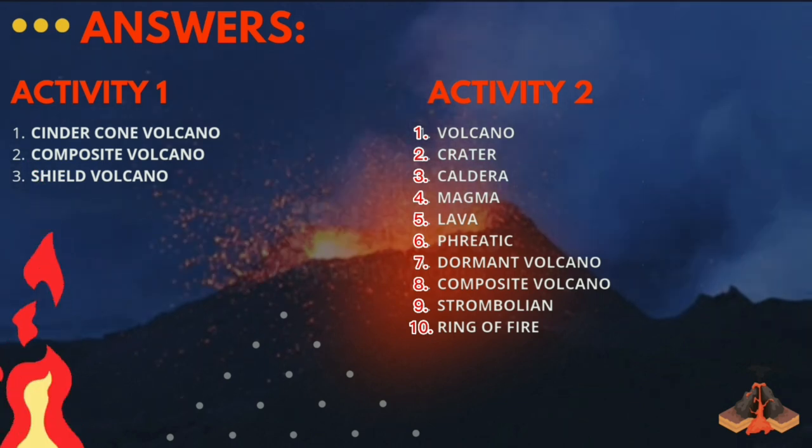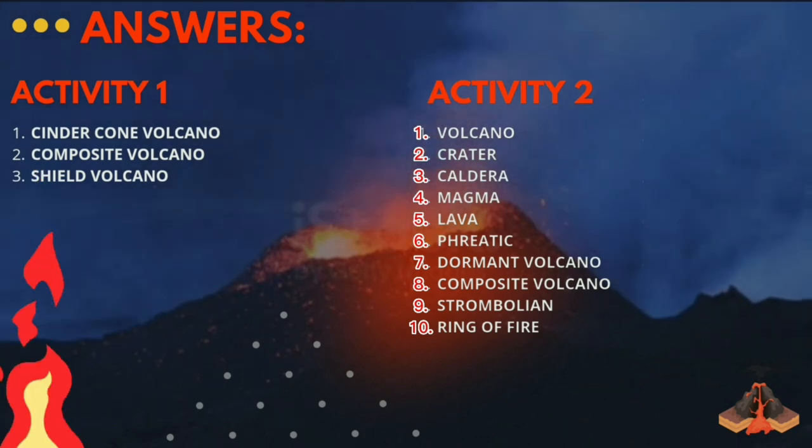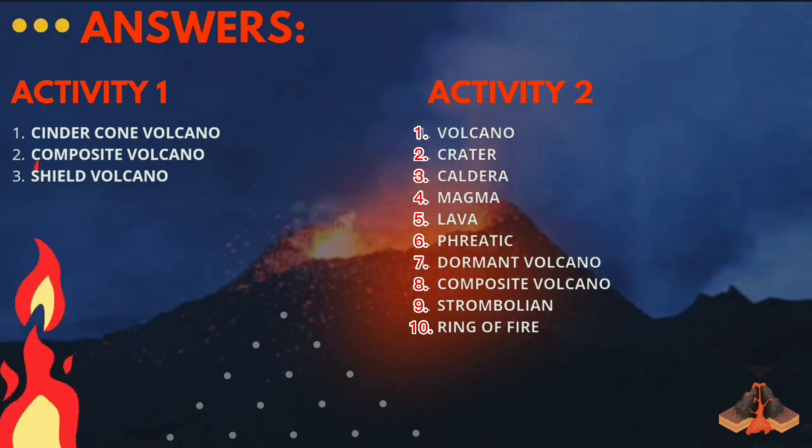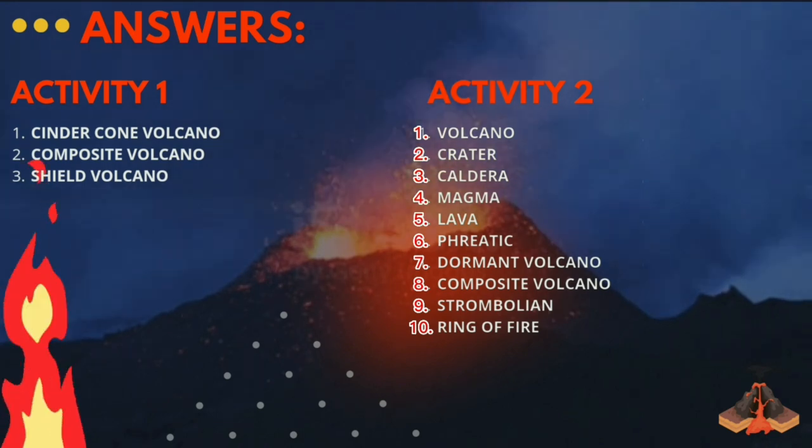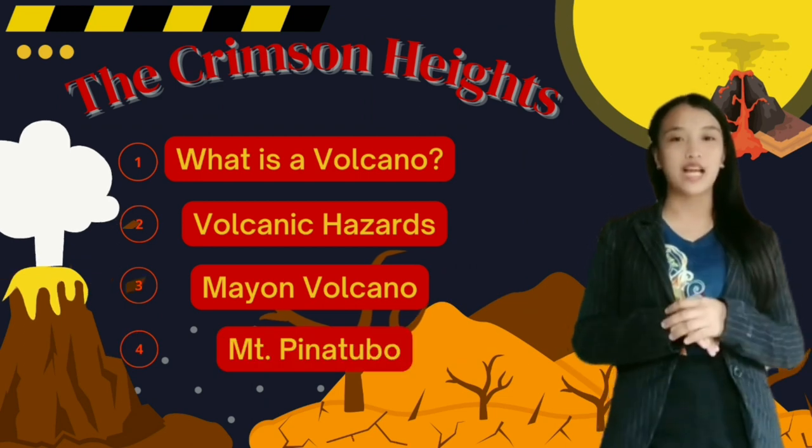Number 6, phreatic. Number 7, dormant volcano. Number 8, composite volcano. Number 9, strombolian. And number 10, ring of fire. And that's all about the volcanoes.